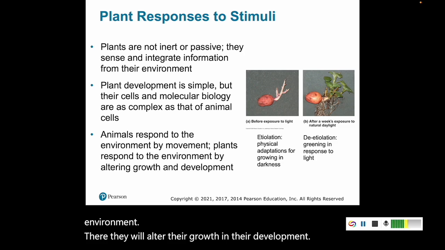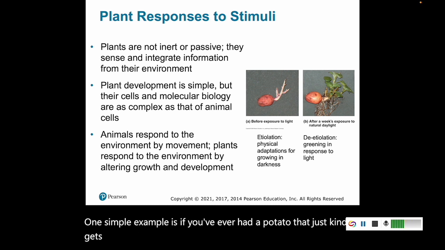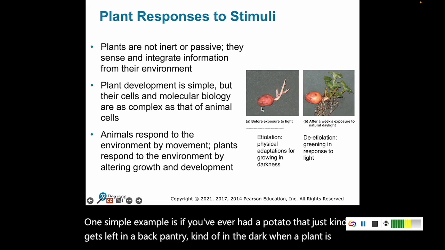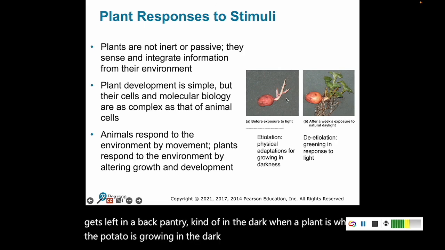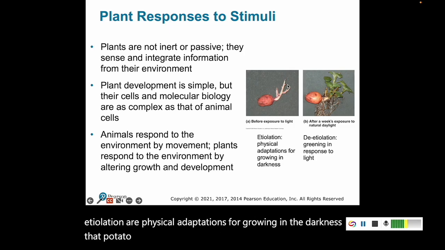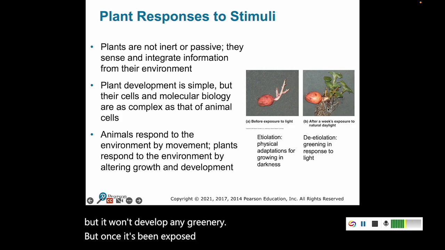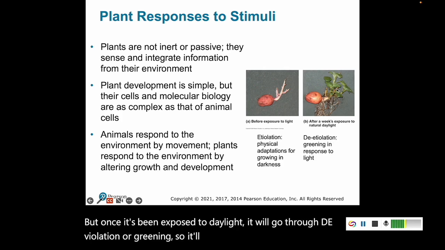One simple example is if you've ever had a potato that just kind of gets left in a back pantry, kind of in the dark. When the potato is growing in the dark, it will show etiolation. Etiolation are physical adaptations for growing in the darkness. That potato will develop roots, these things sometimes called eyes, but it won't develop any greenery. But once it's been exposed to daylight, it will go through de-etiolation or greening. So it'll start producing leaves.